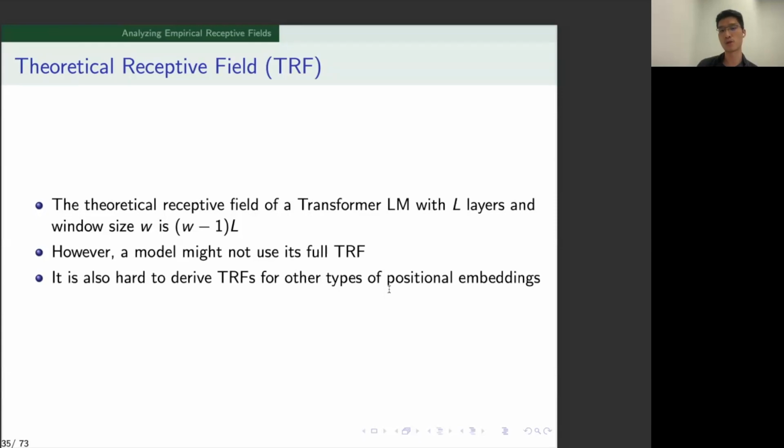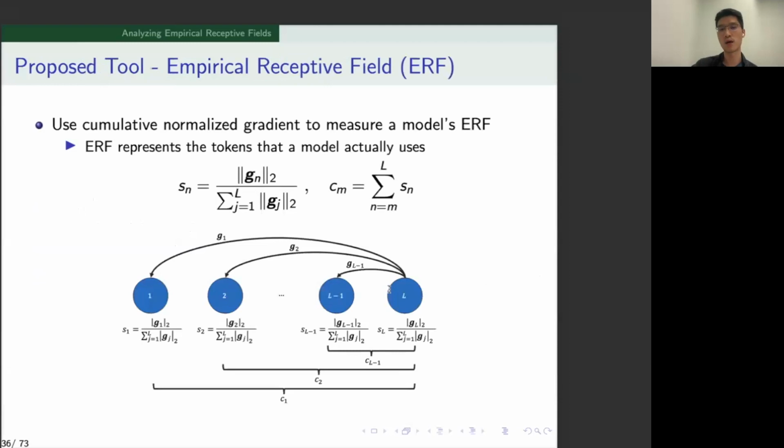And it is also hard to derive this theoretical receptive field for other types of positional embedding other than the simplest window attention method. So that's why we propose to use an empirical tool. We call it the empirical receptive field measurement tool. And the high-level idea is actually quite simple.